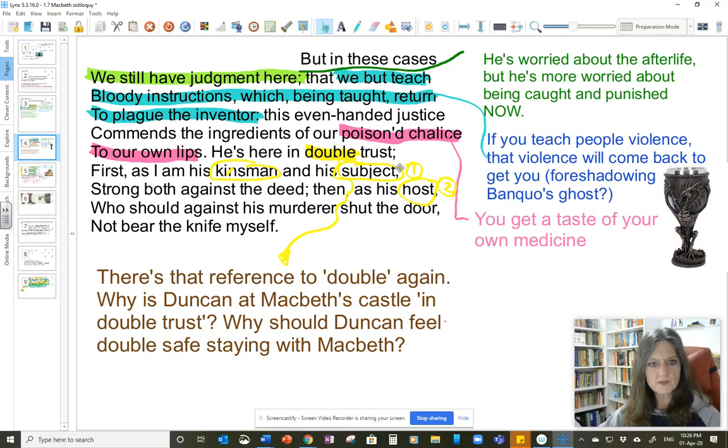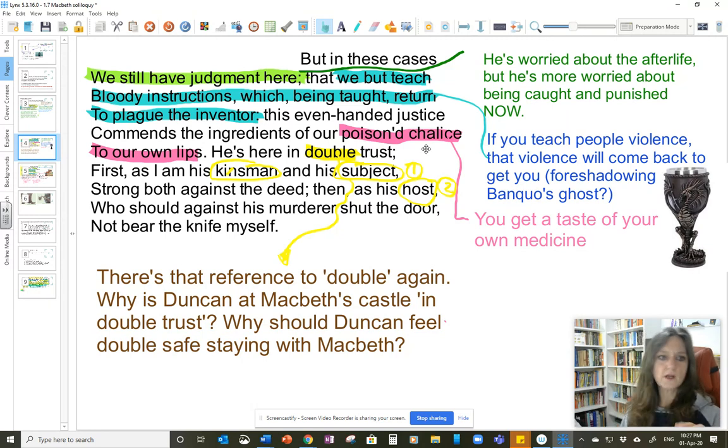And then the one I've got highlighted in pink here, basically he's saying exactly the same thing again. He's making the same point again, but he's changing the metaphor. Whereas this one is almost like a teacher-student metaphor, this one's like a poison metaphor. So he's saying, we gave them the ingredients for the poison chalice, and now we're having to put that poison in and drink it ourselves. So it's like, well, what comes around goes around, the same thing again.